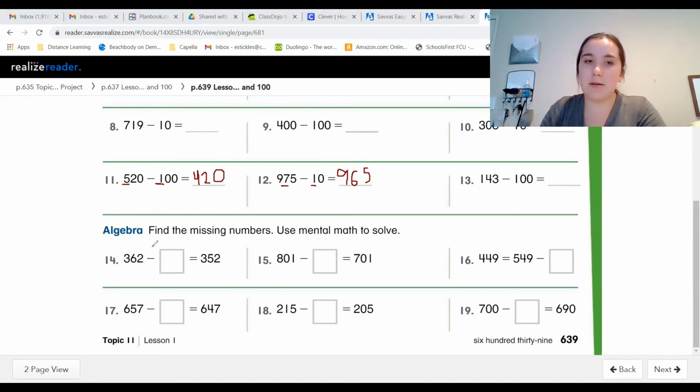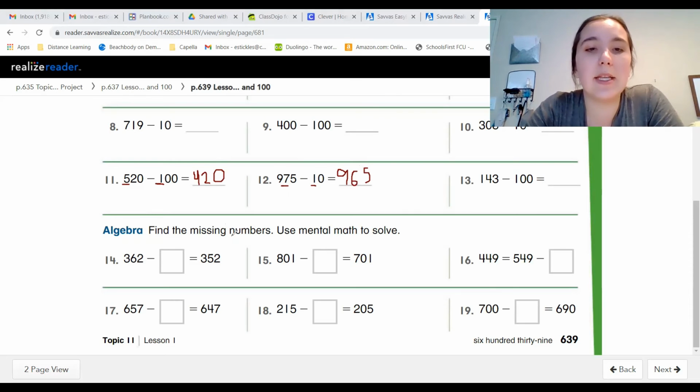Let's do number 14. Now for these problems, we're actually going to be finding the missing numbers. So we need to figure out what number did they subtract to go from our starting number to the answer. So let's look at 14. It says 362 minus something equals 352. So we need to figure out what changed between our starting number and our answer.